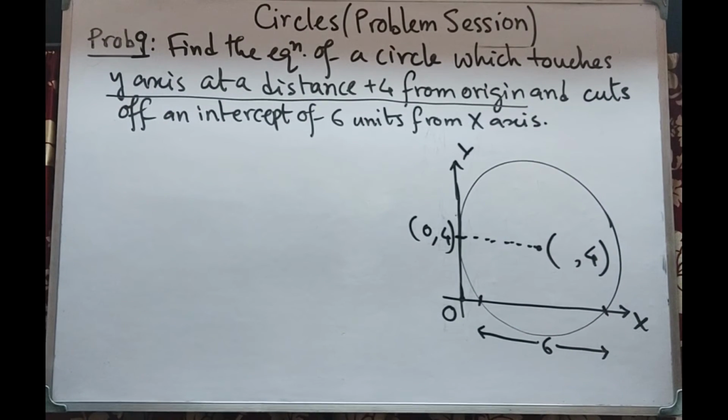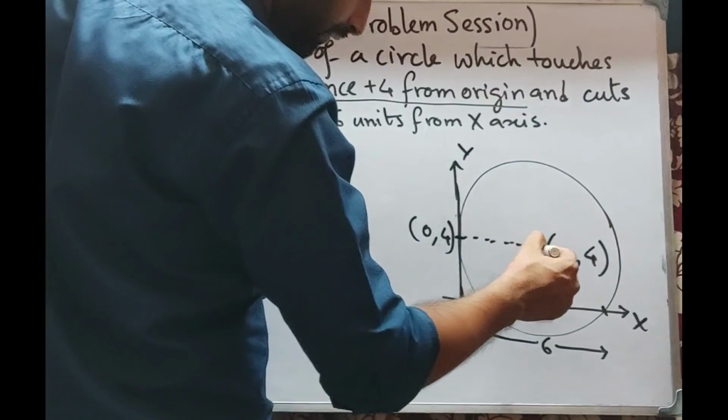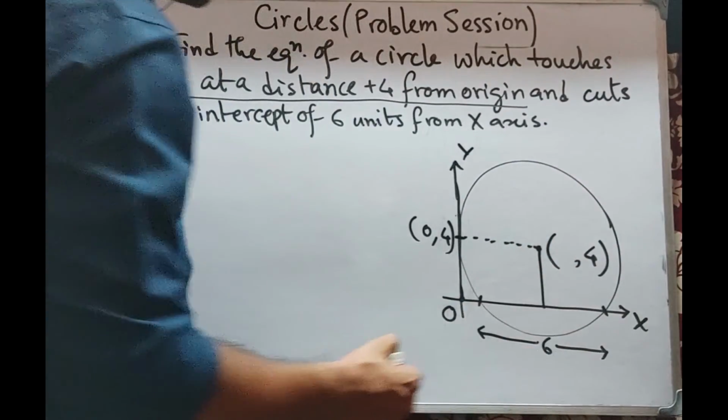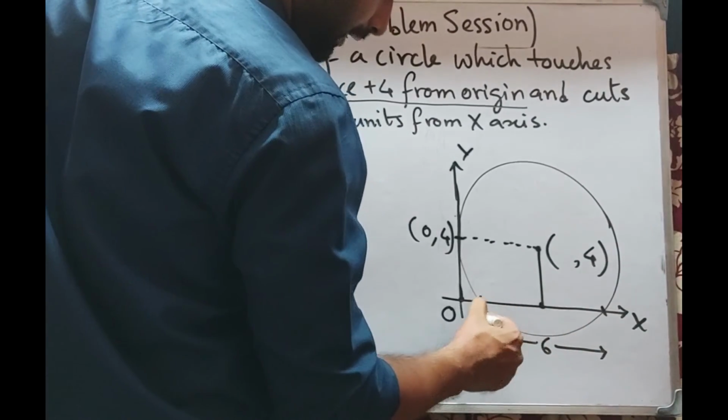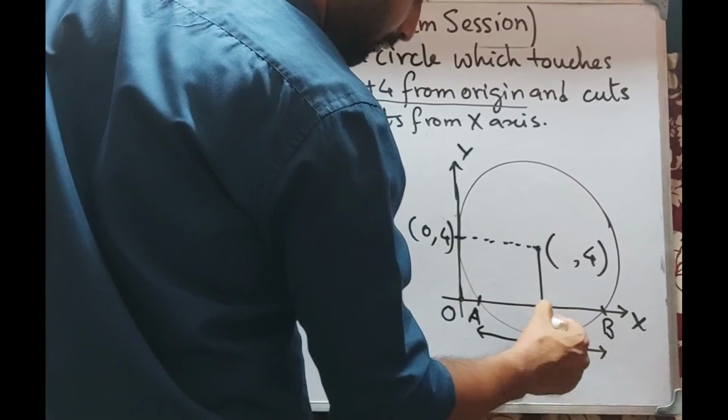So what else can we say about it? We have two pieces of information concretely: the y coordinate of the center is 4. The radius is still unknown, and the radius will be the x coordinate of the center. One thing we can say is that if I draw a perpendicular from the center, it should be at the midpoint. Say I am naming these points A and B and the midpoint as D.